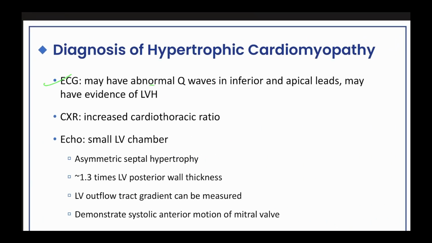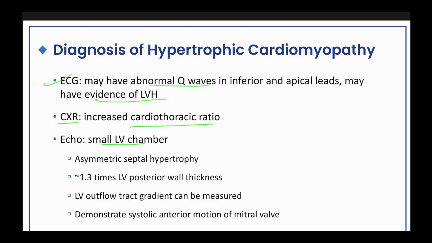Diagnosis: EKG shows abnormal Q waves in inferior and apical leads. May have evidence of LVH. Chest x-ray shows an increased cardiothoracic ratio. The heart's getting thicker and bigger. It's going to be bigger in the chest.